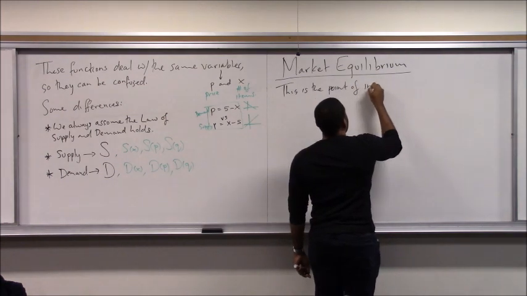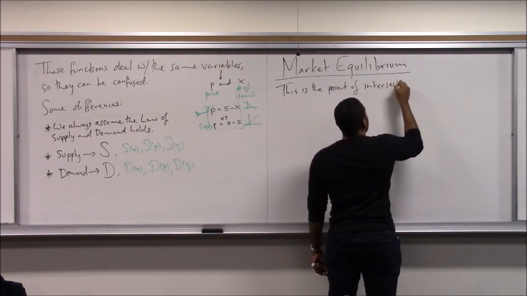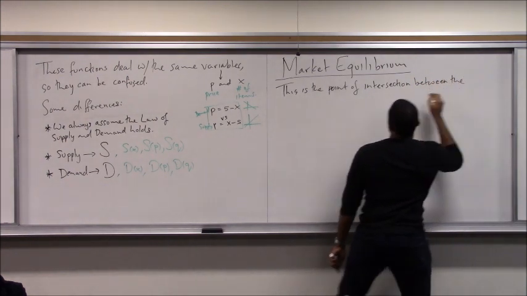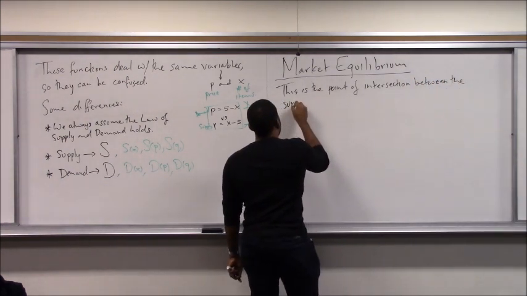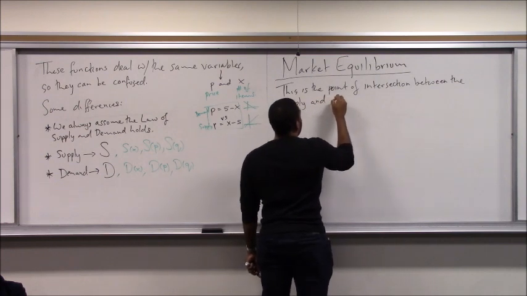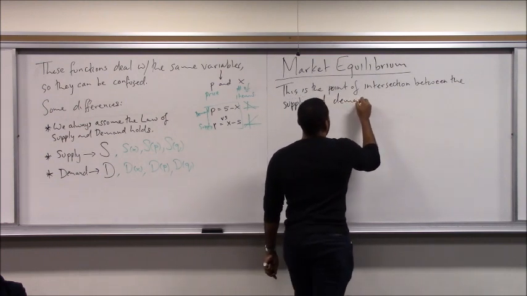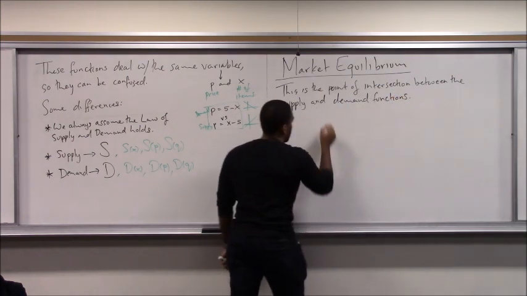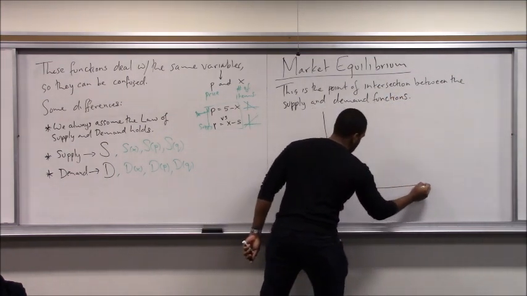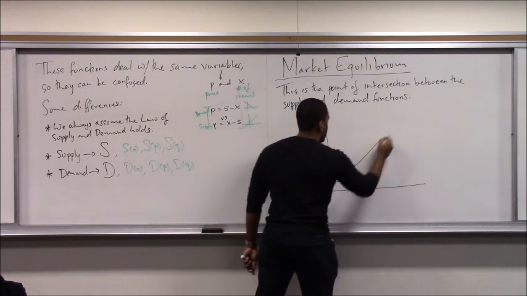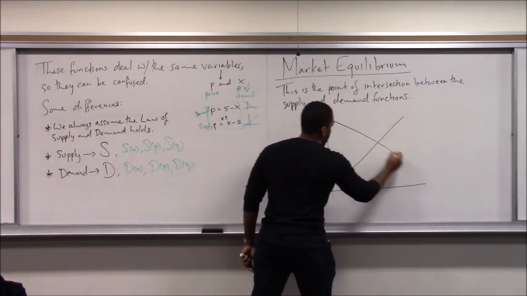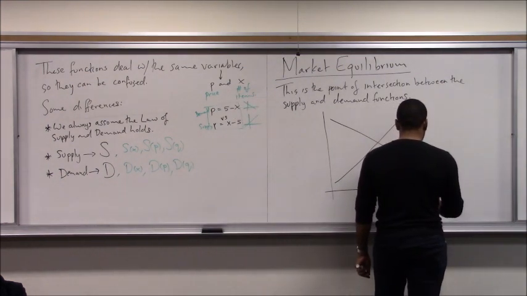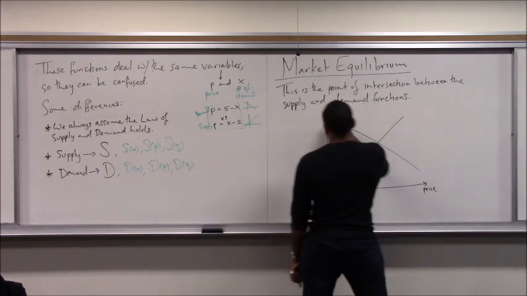So this is the point of intersection between the supply and demand functions. So you could have a picture here. You can have one function like this, another function like that. Say we're talking about the price versus number of items.